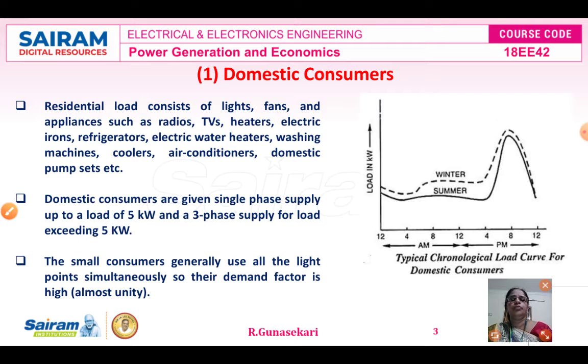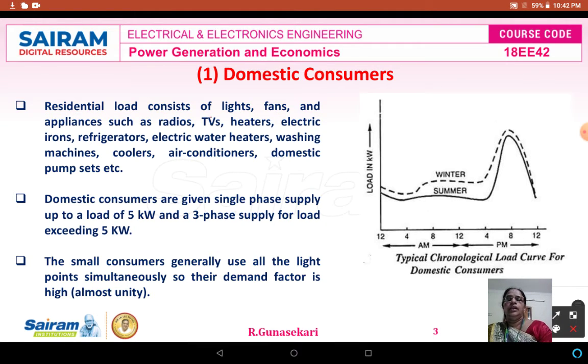First we studied about the domestic consumers. Domestic consumers are nothing but the residential consumers, that is the residential load. A residential load means lights, fan, radios, TVs, heaters, electric iron, refrigerator, electric water heaters, washing machines, coolers, air conditioner, domestic pump sets. These are considered as a residential load.